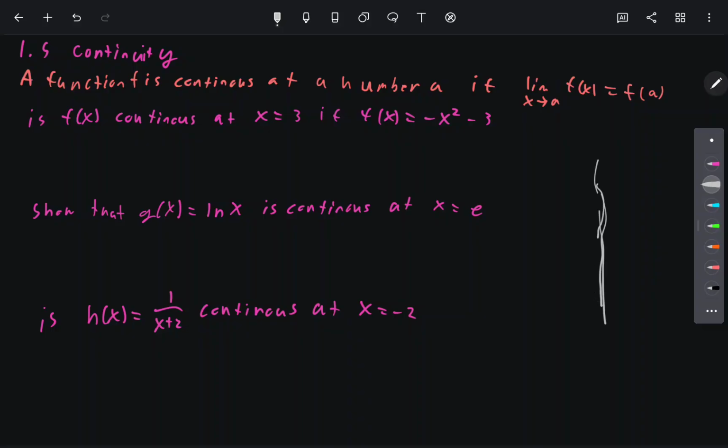Oh, geez, this is not wanting to work. Alright. There we go.